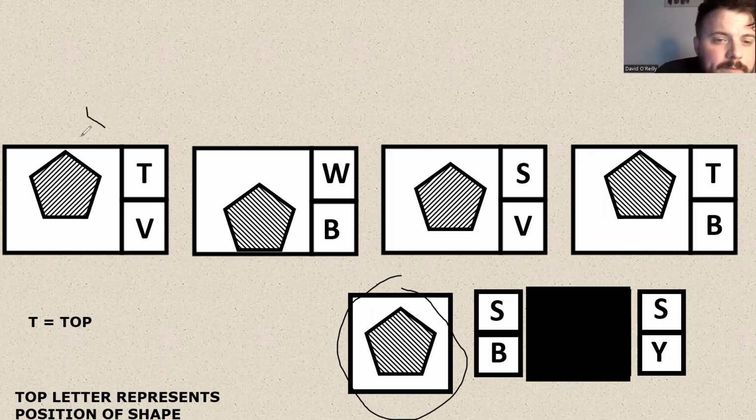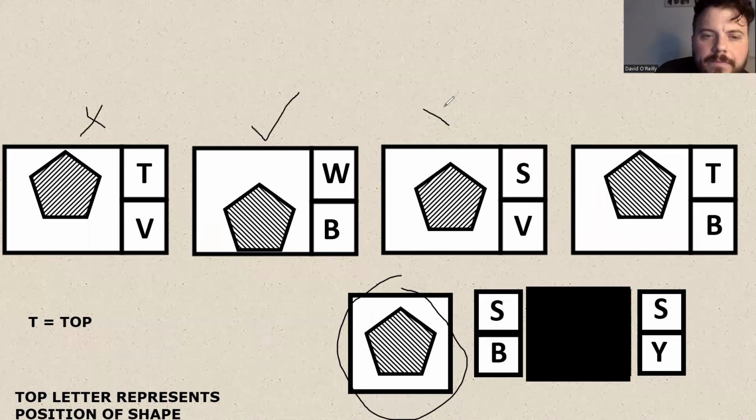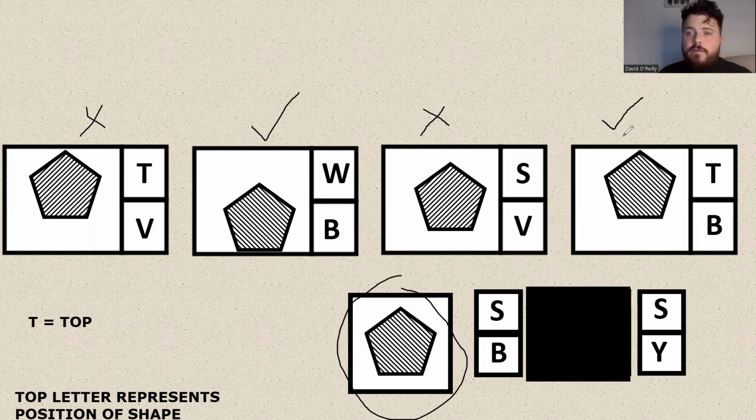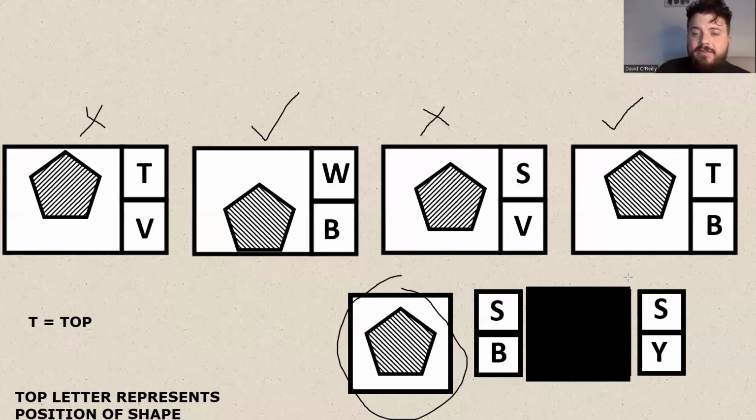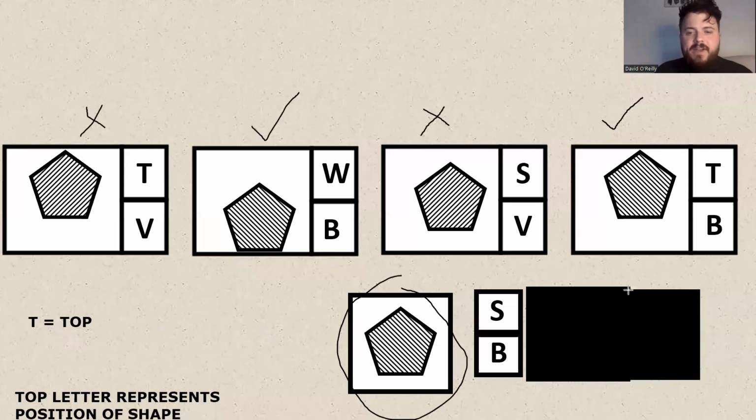It's not that one. It could be this one. It's not that one. And it could be this one. So we can see that both of these have the same pattern. They both have the diagonal lines going downwards, and both of them are represented by B, which means B must mean the diagonal line going downwards. So we can get rid of SY and we are left with SB. And we've got our answer.